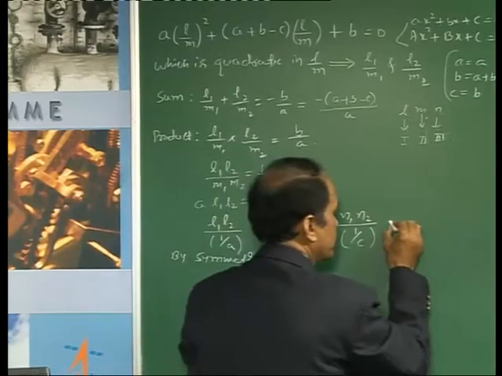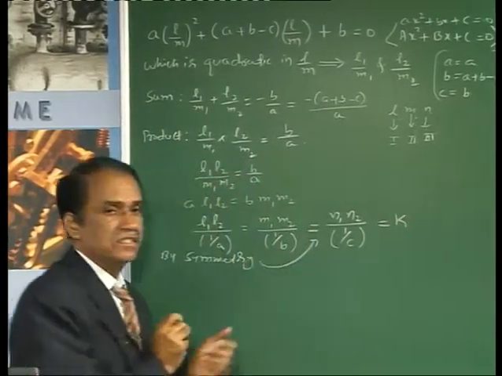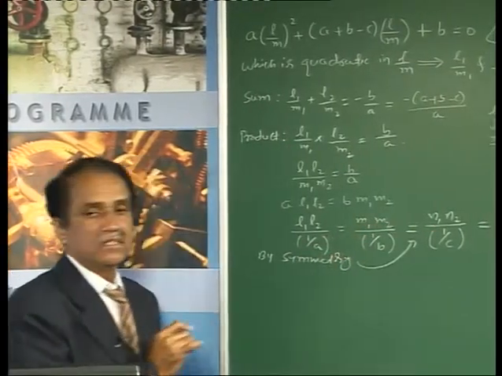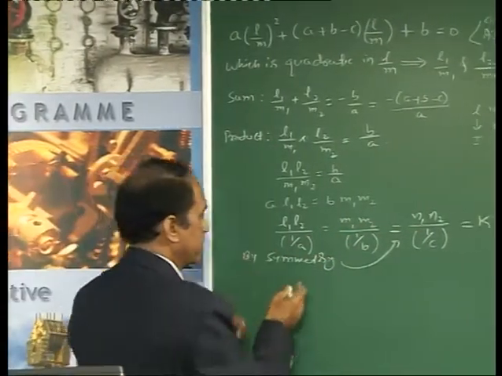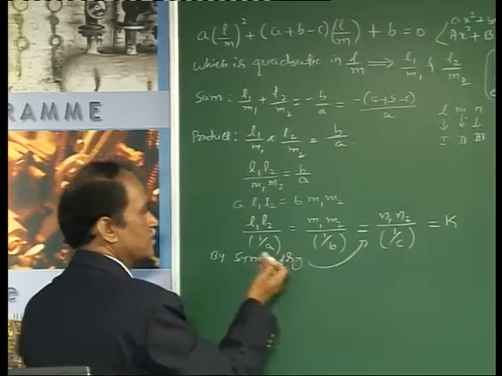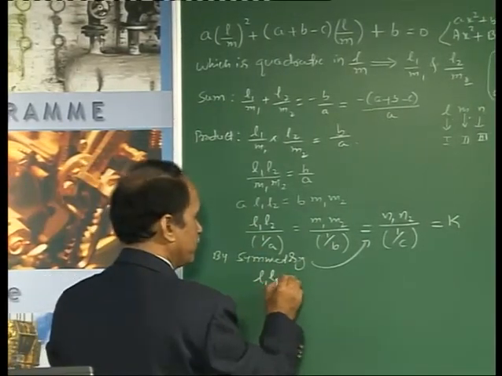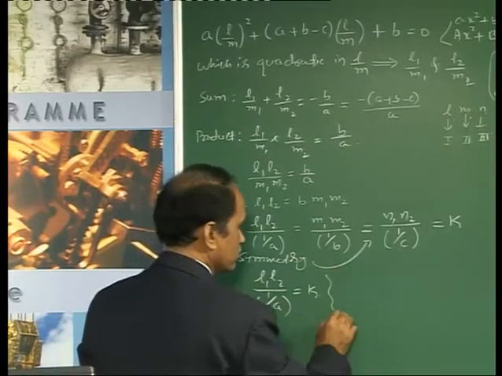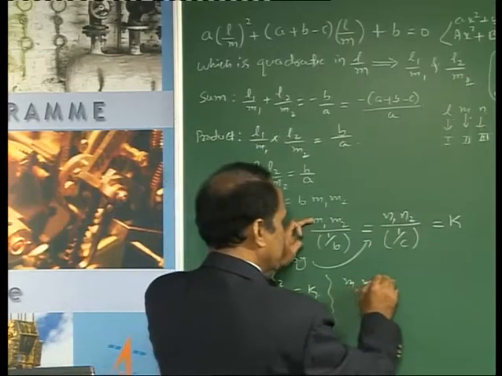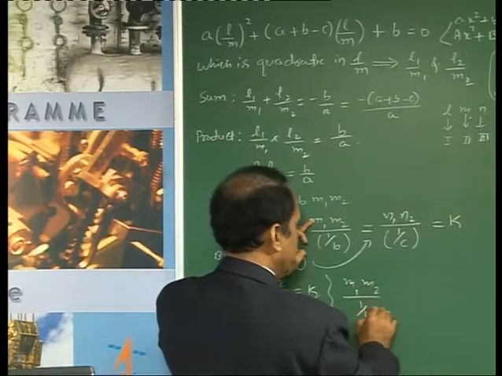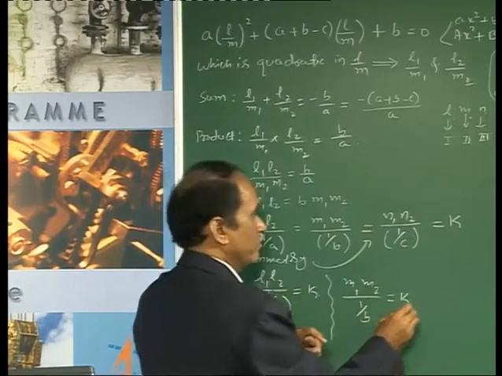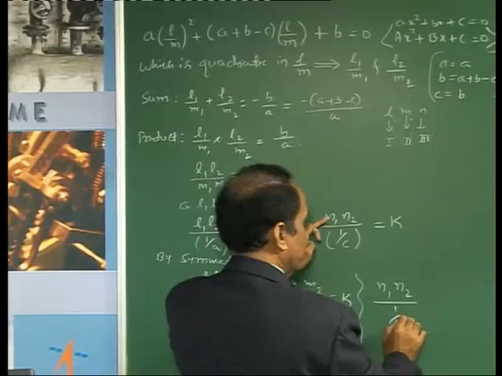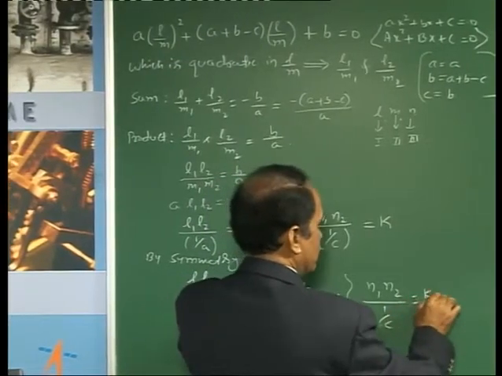When such is the relation, it must be equated to some common constant by ratio and proportions. That is the fundamental I am using. Then if you equate individual values, L1 L2 by 1 by A is equal to K, M1 M2 by 1 by B is equal to K, and N1 N2 divided by 1 by C is equal to K.